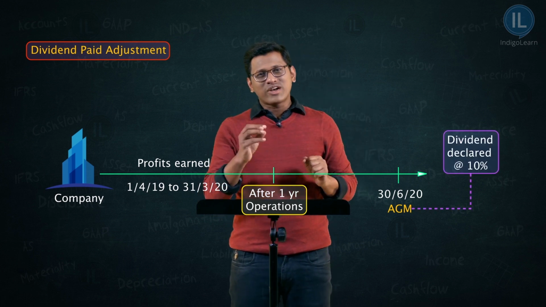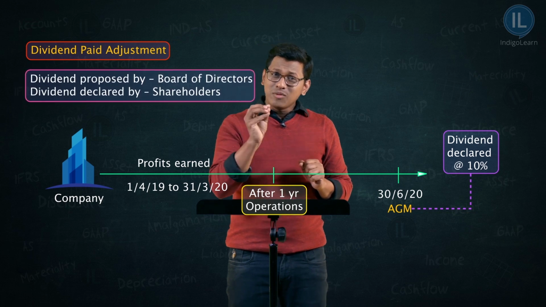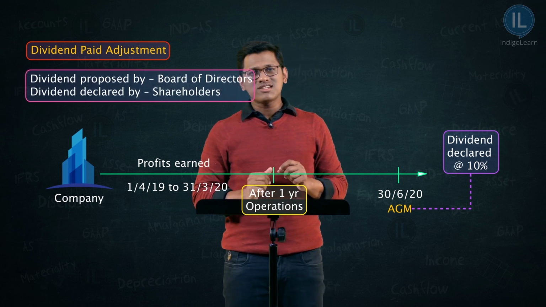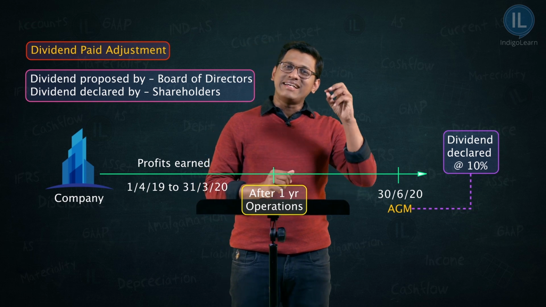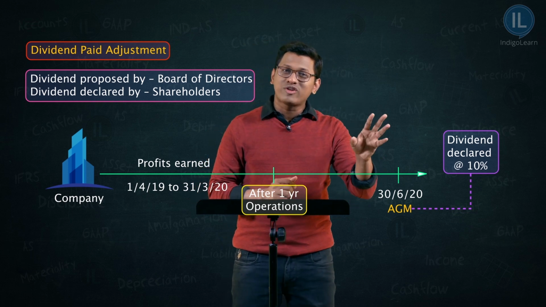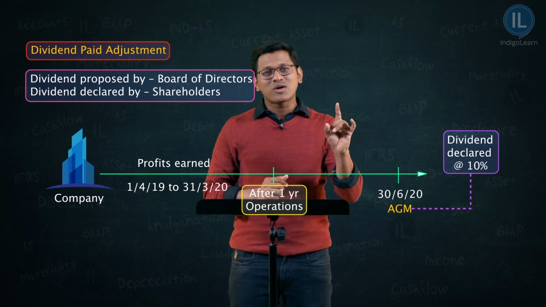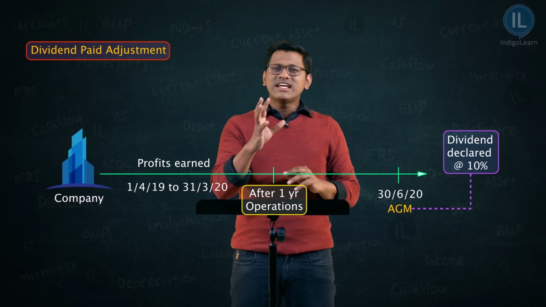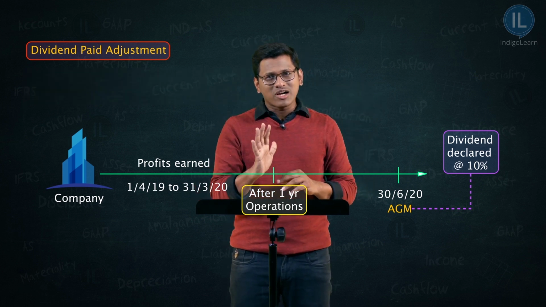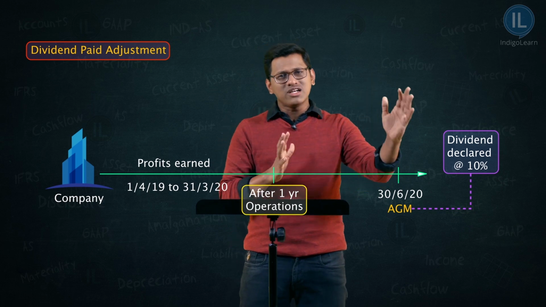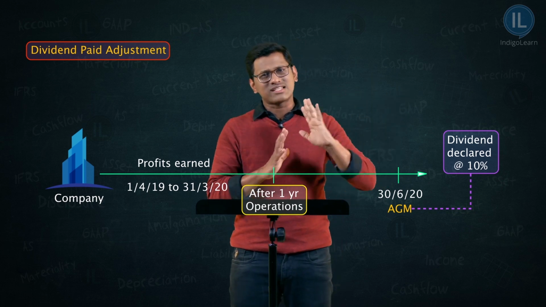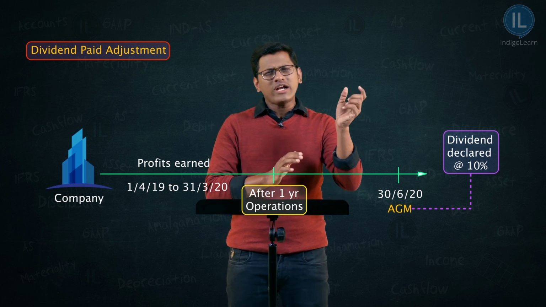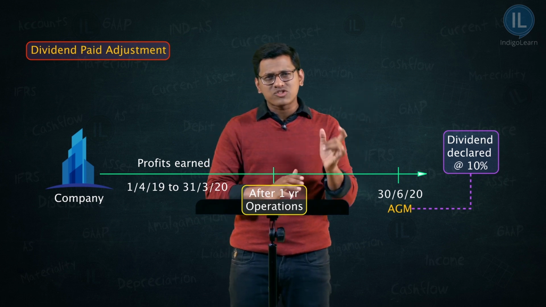All right. So friends, dividend will be proposed or recommended by the board of directors, and it should be declared or approved by whom? It should be declared or approved by the shareholders. Okay, fine. So here this dividend, whatever we are talking about, was actually approved by the shareholders or declared by the shareholders. Excellent. Now what exactly is the journal entry that we have to pass for dividend?